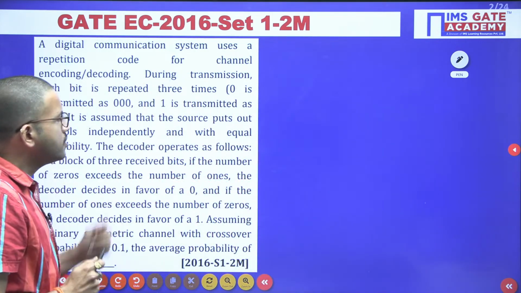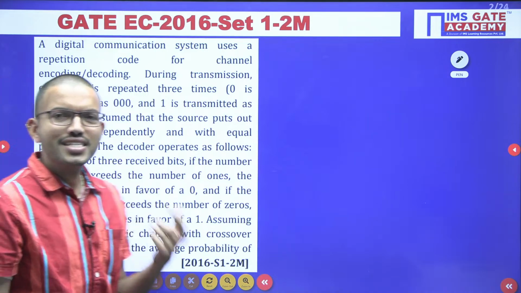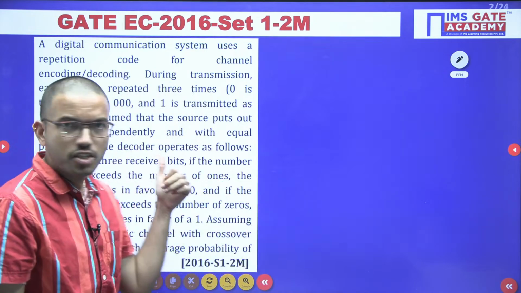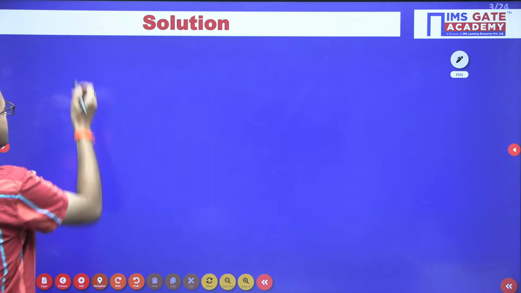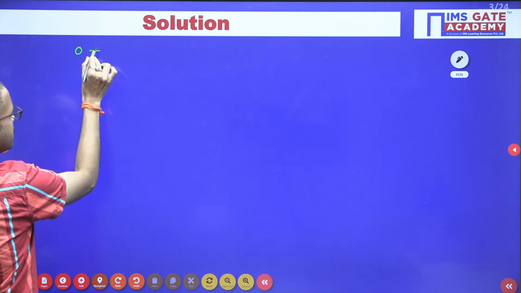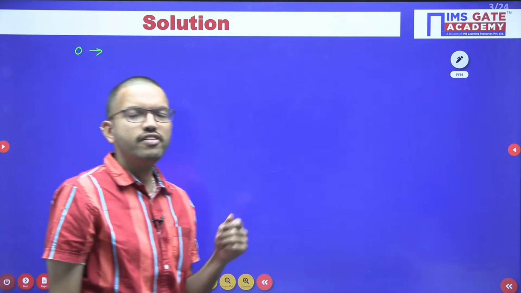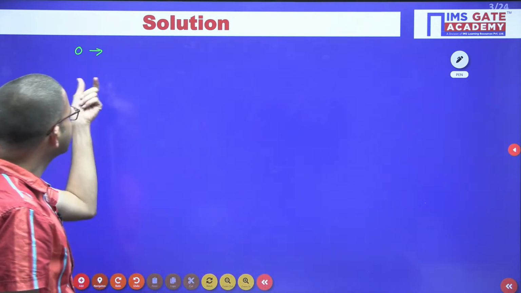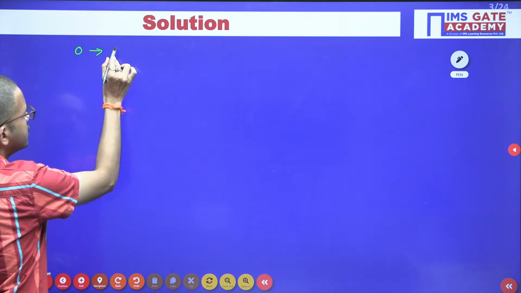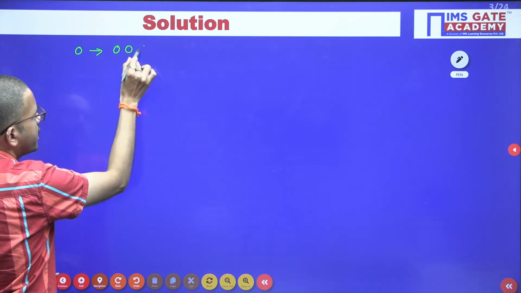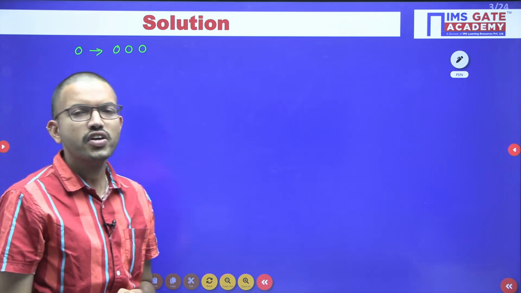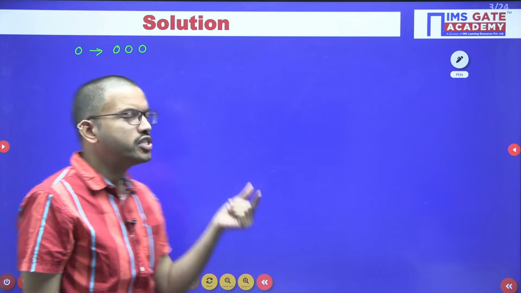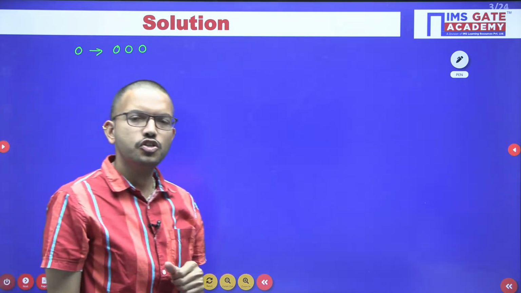First of all, if you want, you can consider with respect to 0, or if you want, you can consider with respect to 1. For the time being, I am considering with respect to 0. Say for example, at the transmitter side, according to this given question, whenever they want to transmit bit value 0, instead of transmitting only 1 bit, they have transmitted 3 bits 0 like this. When you are transmitting 3 zeros, ideally you should receive 3 zeros only.